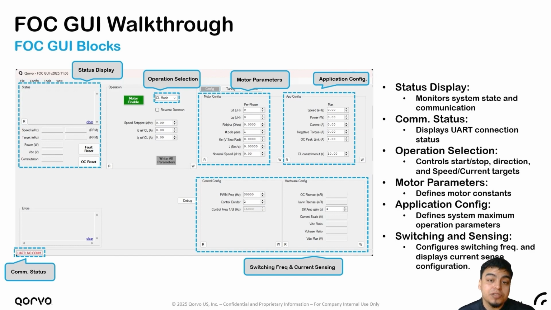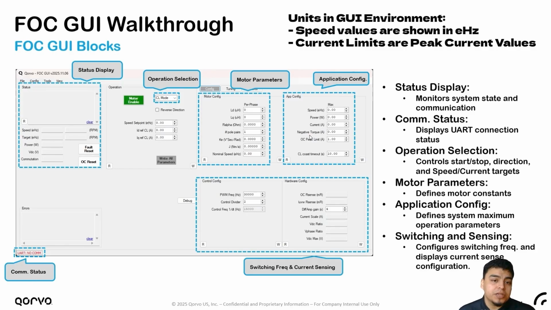Next is the application config section. This block defines your system level operating limits. It bounds operation and protects the hardware. For example, you'll set a maximum motor speed, a maximum current, and things like an overcurrent limit that act as a hardware fault threshold. Quick note on units in this environment. Speed values are shown in electrical hertz, and when you see current limits in the GUI, those are typically peak current values, not RMS.